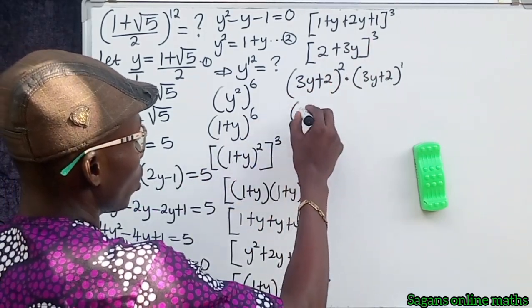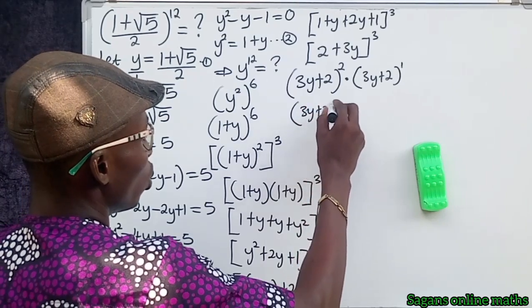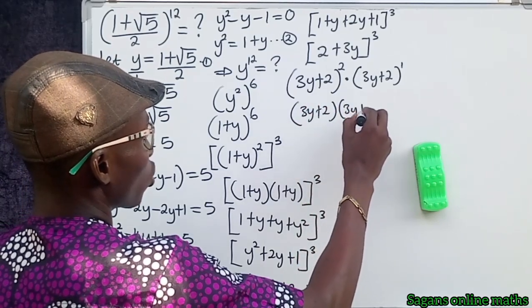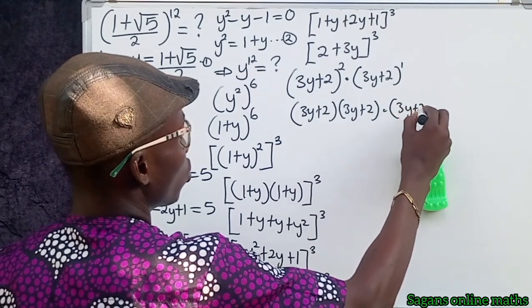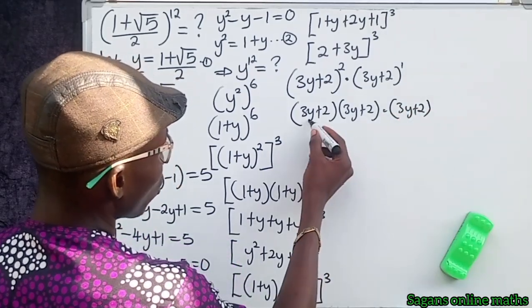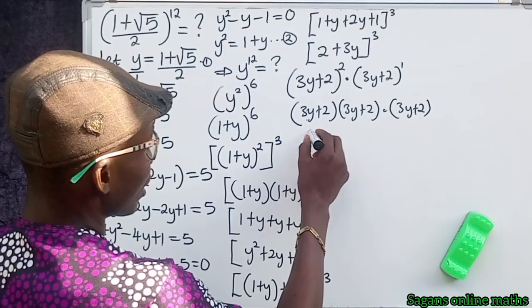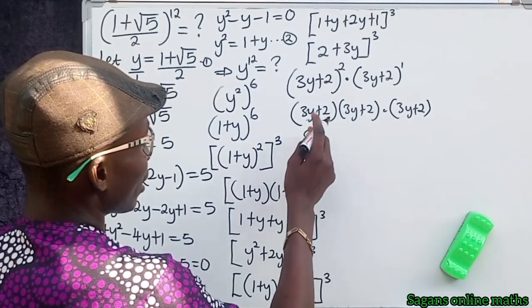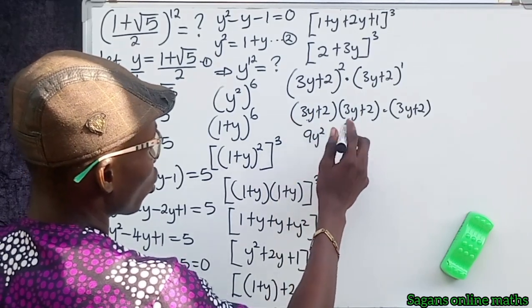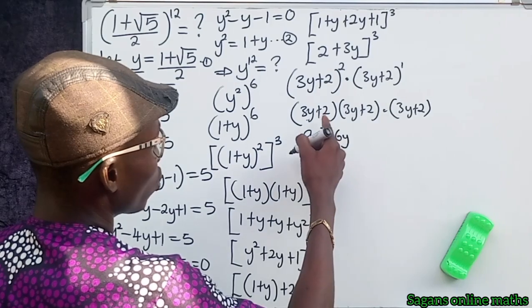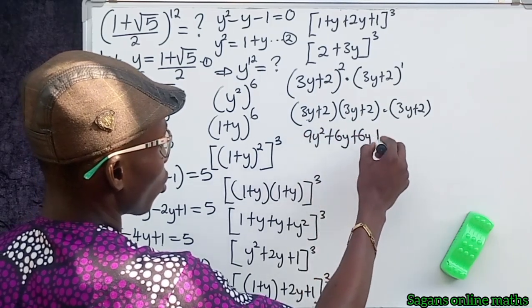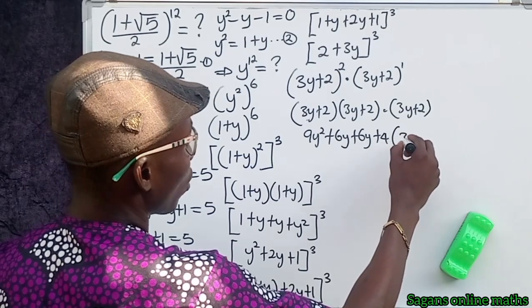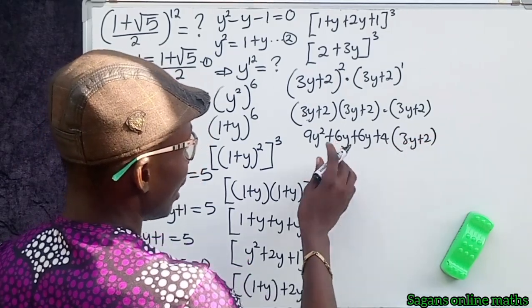From here, let's open this. This is (3y + 2) multiplied by (3y + 2), right? So 3y times 3y will give us 9y squared, then 3y times 2 will give us plus 6y. 2 times 3y will give us plus 6y. 2 times 2 will give us plus 4, into (3y + 2), right? Let's take like terms from here.